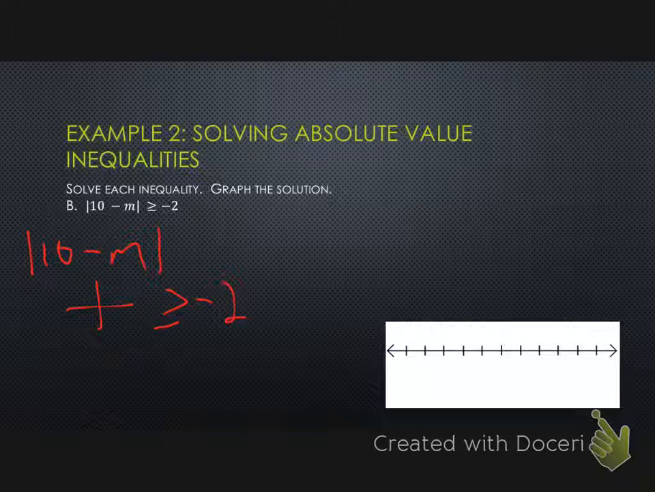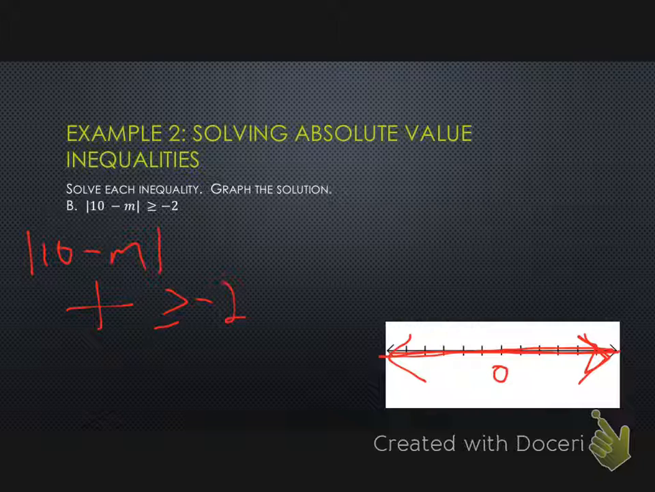So it's going to be all real numbers. So you just draw an arrow going all over the numbers. I'll just put a 0 there just to signify that's where the 0 is. But it's all real numbers.